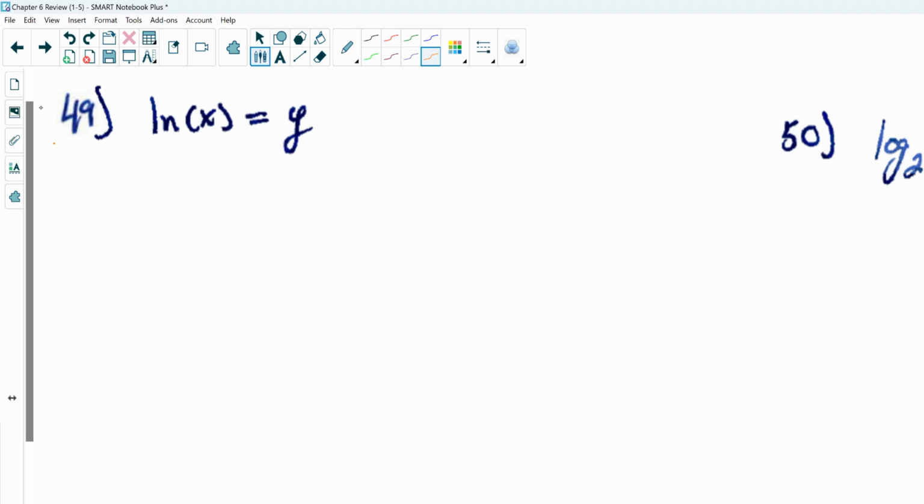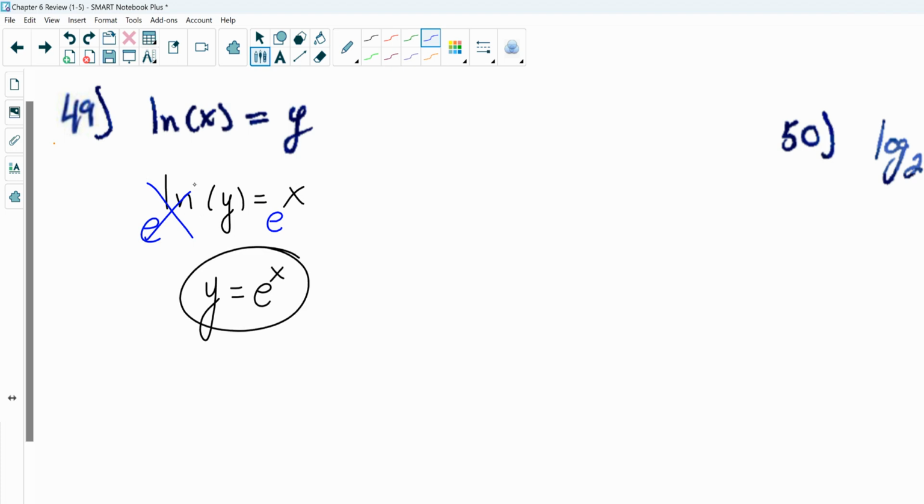49, it's kind of nice. ln of x equals y. Well, we can switch x and y and get this here. If we did like we did on the last few, we put the base e to both sides. e and ln will cancel, giving us y is equal to e to the x. y is by itself. We're done.